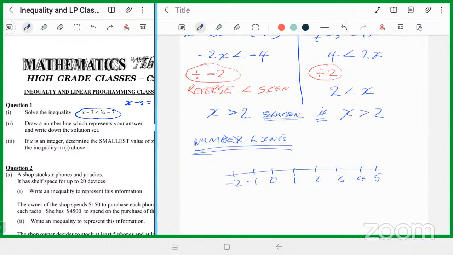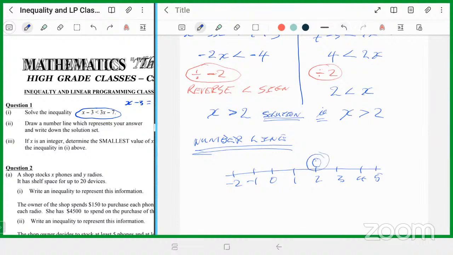-1, -2. So this inequality really starts at 2. The critical value is 2. So I put a circle on the 2. But this circle that I'm putting on the 2, I have deliberately left it unshaded because there's no equal on the inequality.